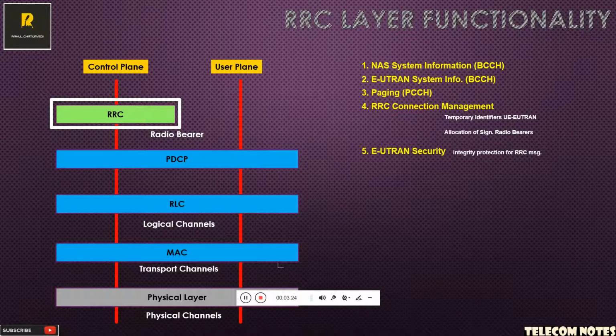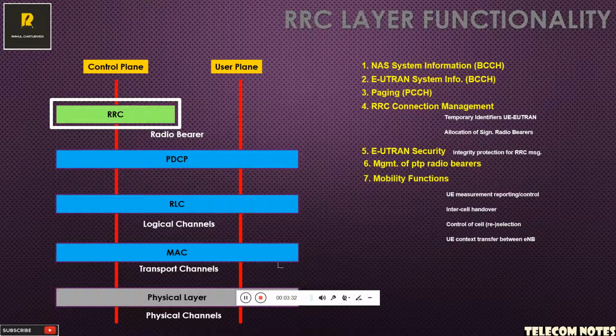EUTRAN security, integrity protection for RRC messages, management of point-to-point radio bearers, mobility functions, UE measurement reporting control, inter-cell handover, control of cell reselection or selection, UE context transfer between eNode B. The 8th point is MBMS, notification for MBMS services, management of MBMS radio bearers, QoS control, and the last one is transfer of NAS messages.